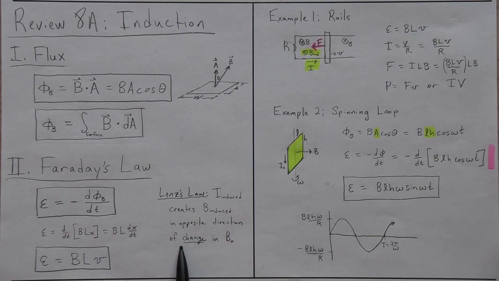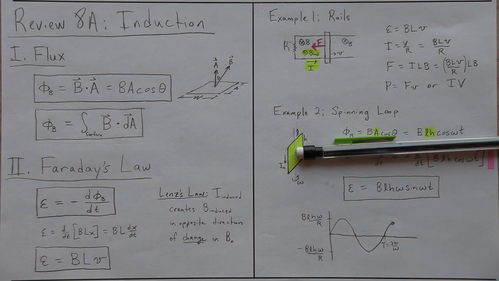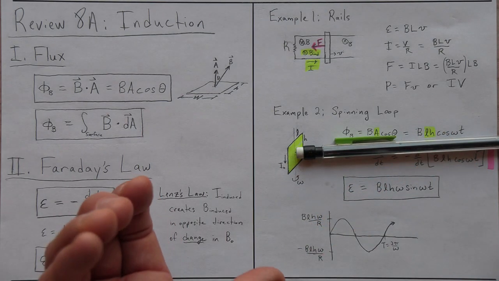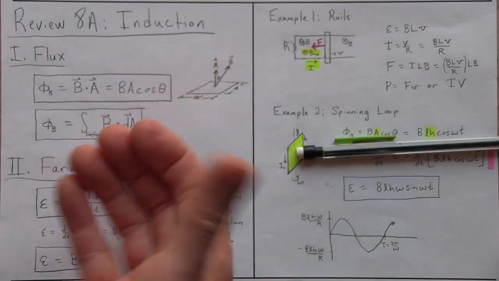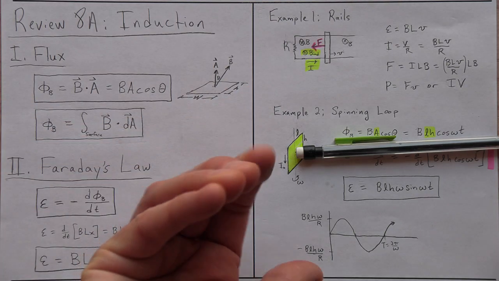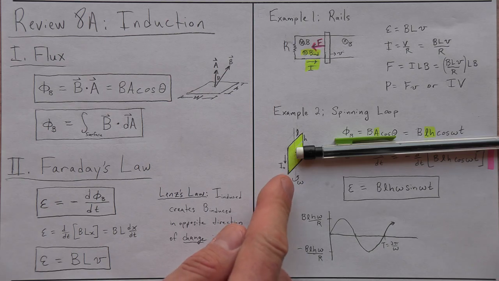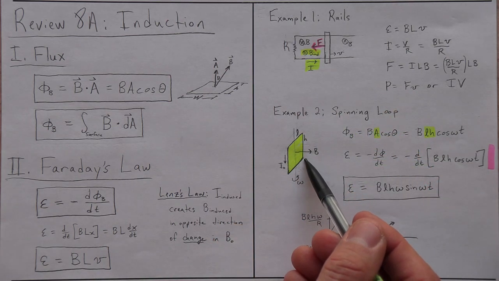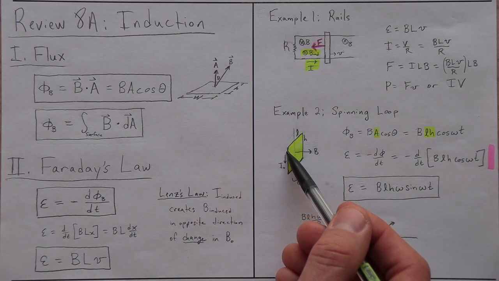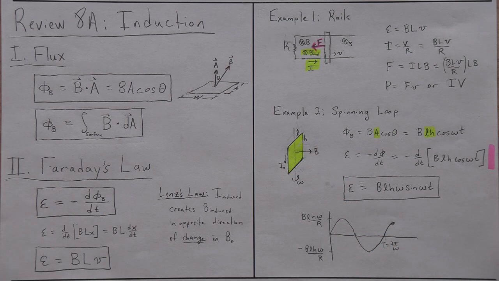So B induced has to oppose that change. We're losing this, so B induced is out of the loop that way. And then I use this right-hand rule, not this one, magnetic field coming out of the loop, like this, representing my pencil, and my thumb here points into the paper. So the current here is going this way, up, over, and down. In other words, in the counterclockwise direction. So that's how I figured out the current.